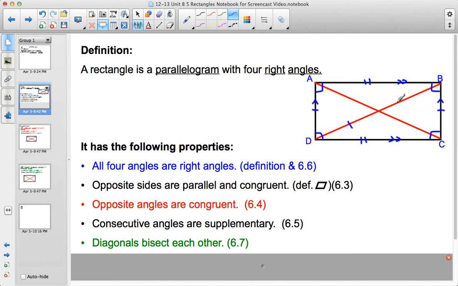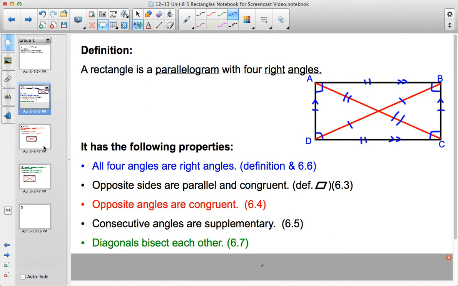Remember, I mentioned this, I believe, in class, but these diagonals bisect each other. They're not necessarily angle bisectors. It's just that when they cross each other, the diagonals themselves get bisected. And we're going to be learning one more property in this lesson. So let's take a look at the theorems.